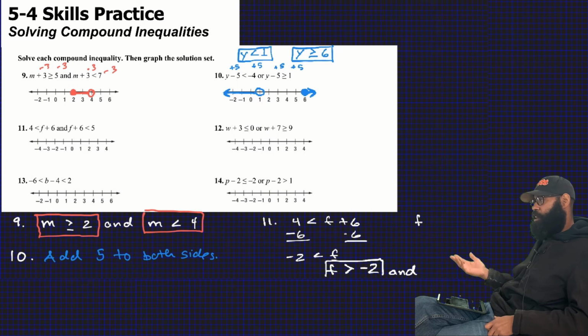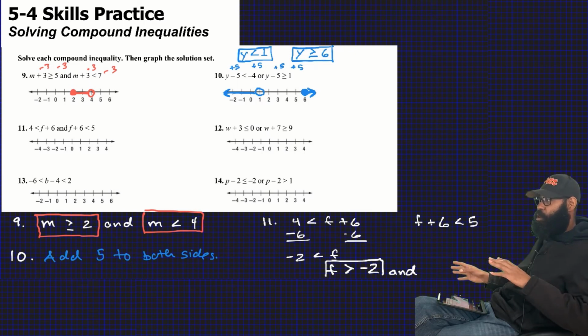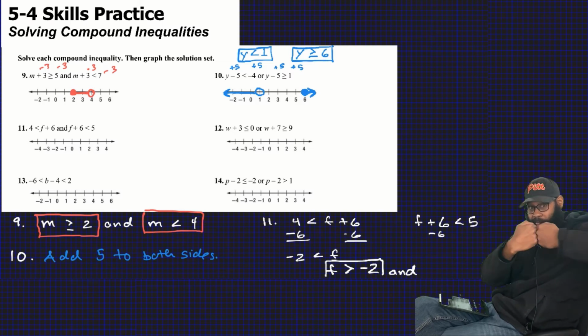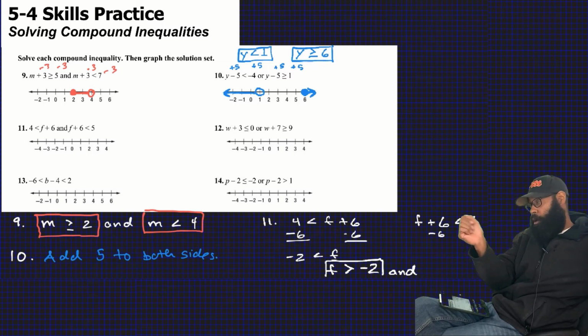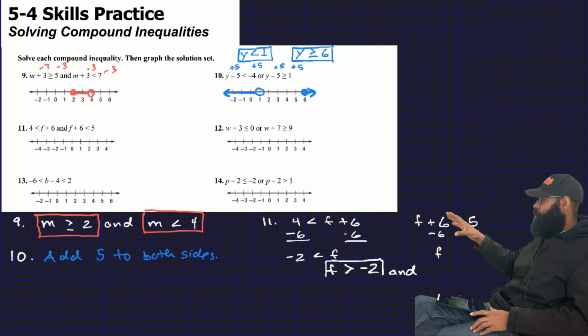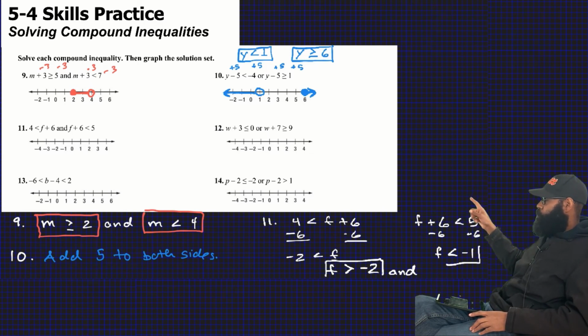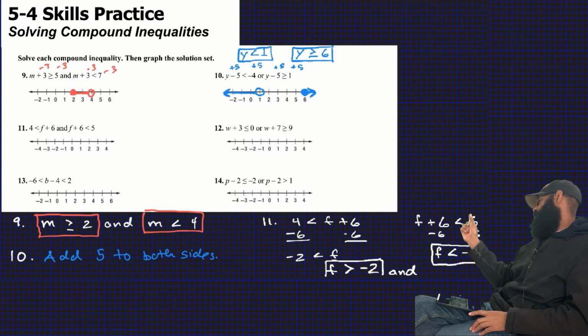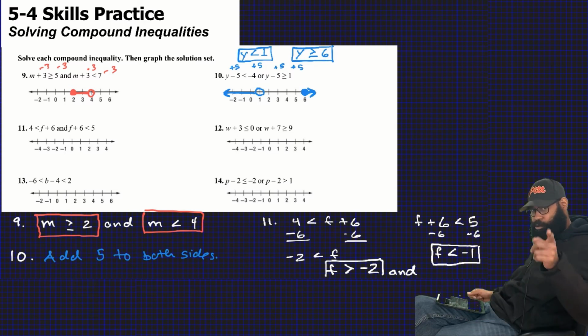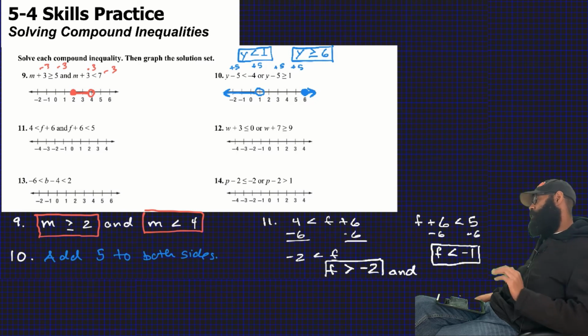And, because I got to do the other one. You see how it says and? The other one says or. You see what I mean by and? Or, catch on to that. F plus 6 is less than 5. The variable is already on the left. So once I subtract 6 from both sides, I'm just going to get F is less than -1. So I'm cool with that. I can move it down a little bit so they're lined up, but I don't really care. What I care about is you understanding how to solve compound inequalities.